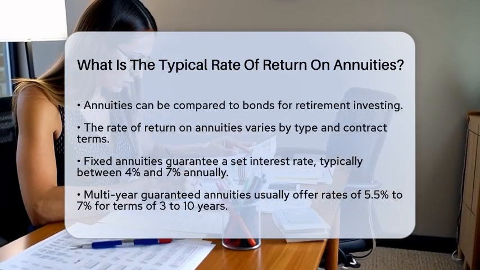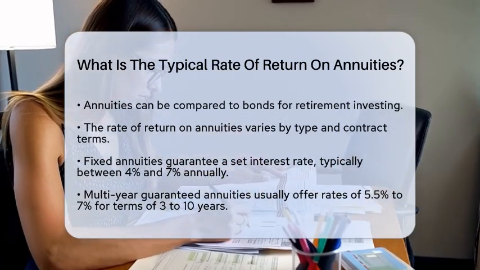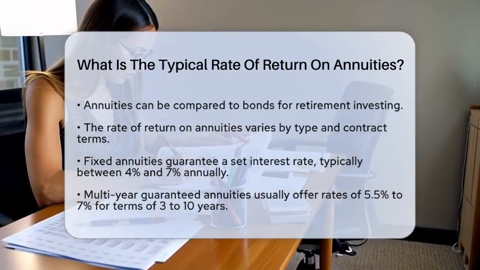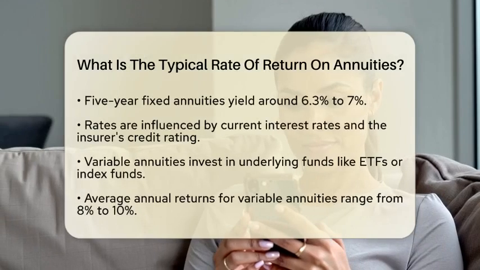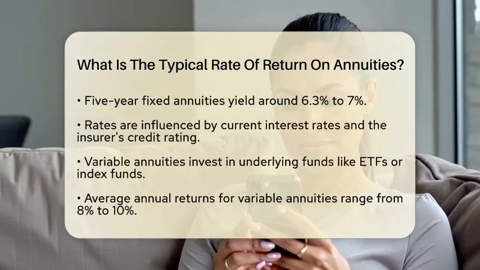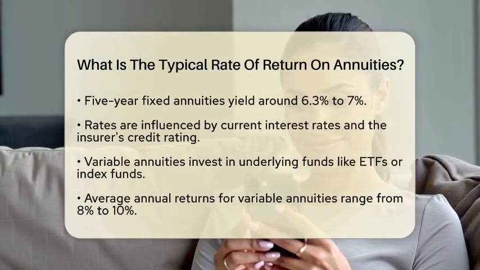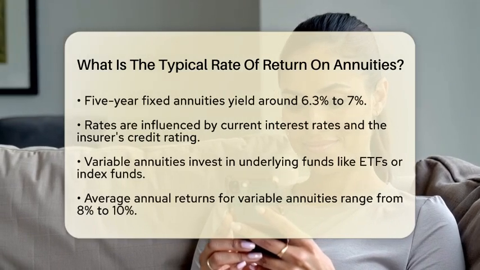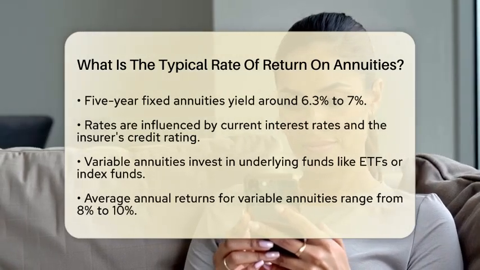For instance, 5-year fixed annuities often yield around 6.3% to 7%, while shorter or longer terms may have slightly different rates. These rates are influenced by the prevailing interest rates in the economy and the insurer's credit rating.